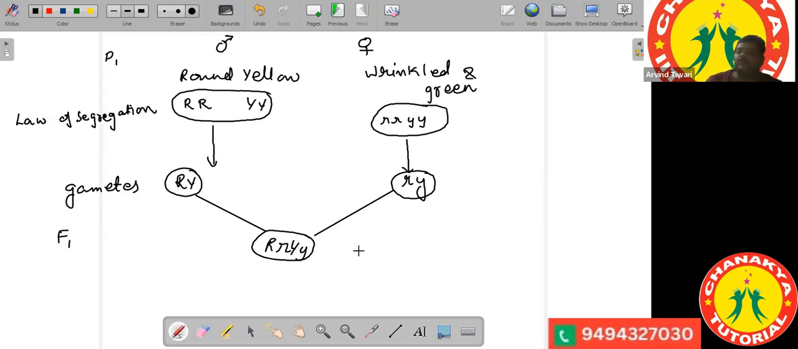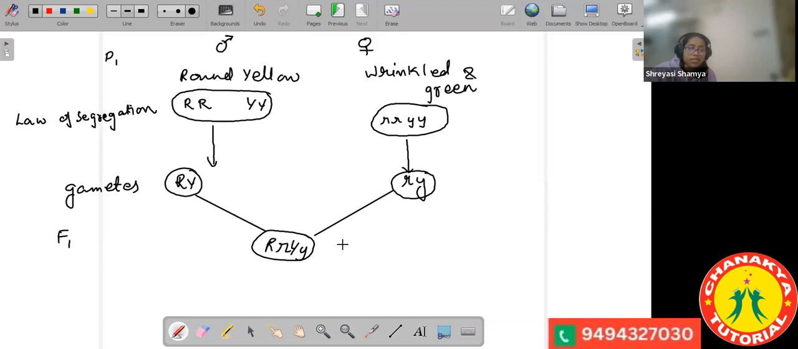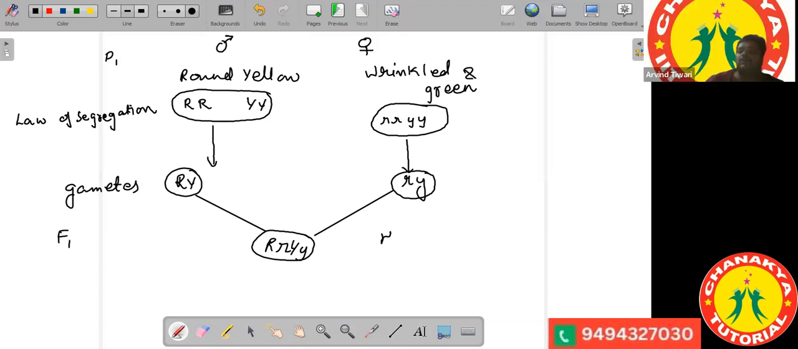So is this pure or impure? Is this pure or hybrid? It's impure, sir, or we call it a hybrid. It has a hybrid makeup. Now, since it has a hybrid makeup, what will be its phenotype? Its genotype is hybrid. What phenotype will it have?